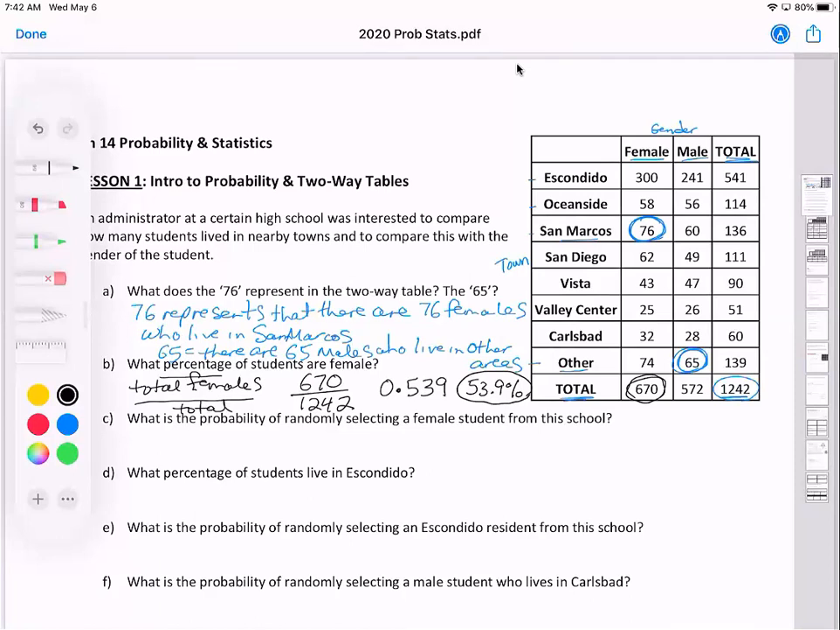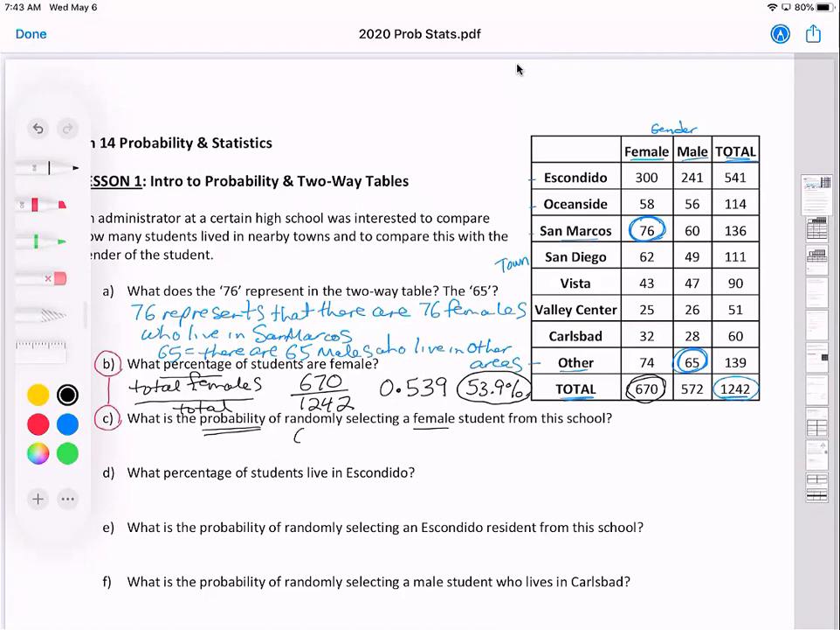Question C says, what's the probability of randomly selecting a female student from this school? I want to highlight a very important idea that B and C are really going to be the exact same answer. The percentage of students who are female was 53.9%. The probability, the chances that if you just pick a random student from a list of all the students at the school, what are the chances that you would randomly pick a female? That's going to be the exact same number.